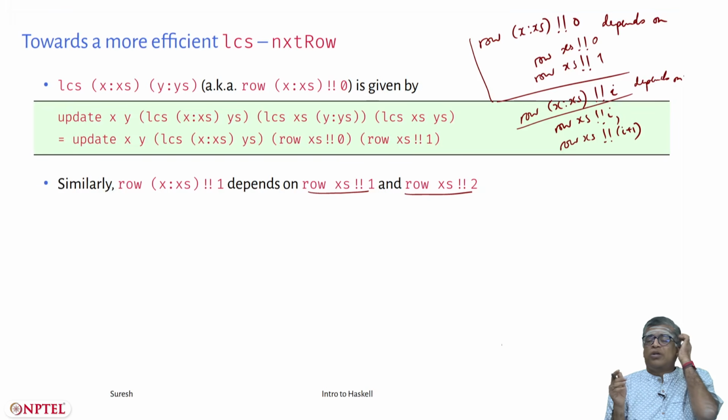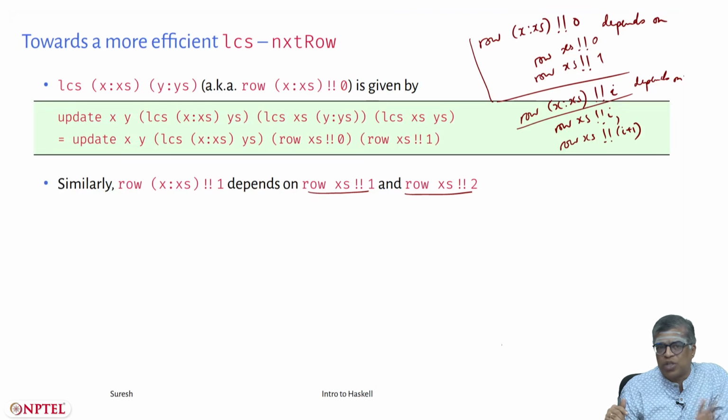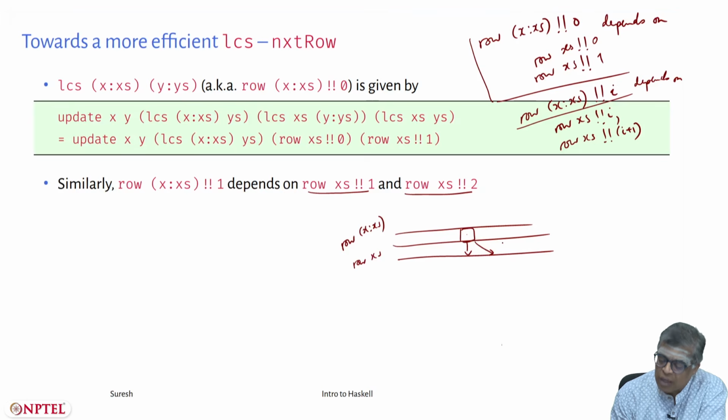Right. So this is the point. I have a row of x's that I have already computed, but as I make recursive calls, I should actually take suffixes of row of x's as well. This is the idea, because as you keep taking suffixes, you will identify. So this is i. This is row of x colon x's. This is row of x's. This depends on this as well as that.